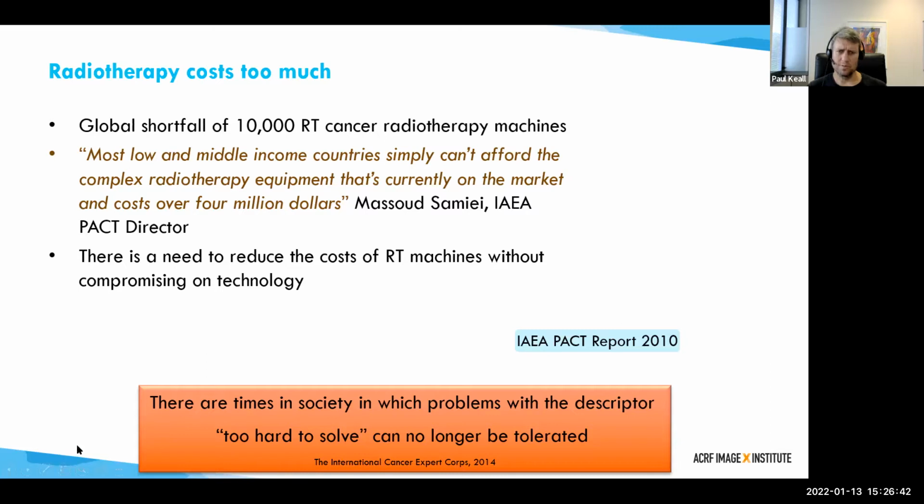So there is a shortfall of radiation therapy machines, and part of the motivation for some of the work that you'll be doing is how can we make these existing units more cost effective and work better.